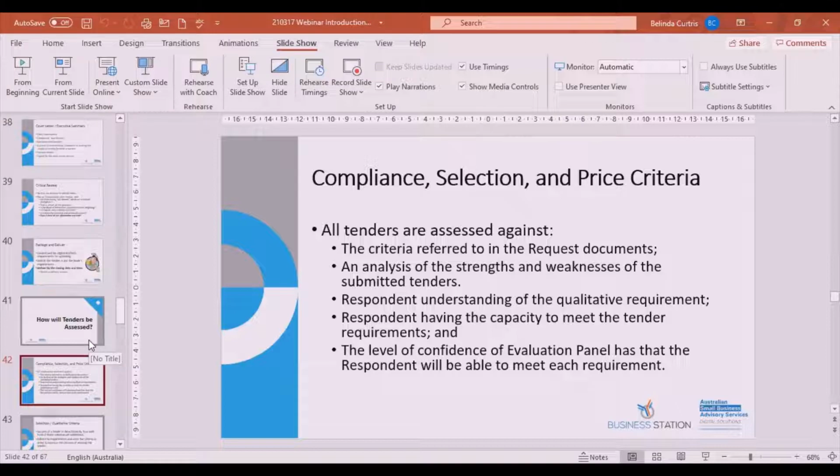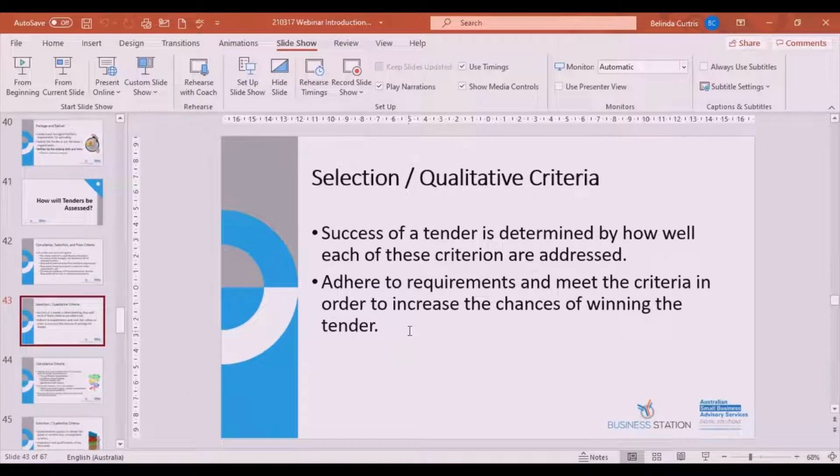It will also be based on the level of confidence of each panel member, because these selection panels are generally made up of 2 or more people. Each panel member will assess the documentation individually and give each question a point score. Then they come together in a meeting and determine, based on that, what the preferred score should be for each bid, rank those from highest to lowest, and then determine a preferred supplier. So we need to be confident in your ability to meet the selection criteria and the scope of works. The success of your bid will be determined by how well you address the selection criteria, and you must adhere to the requirements of the tender to increase your chance of winning.